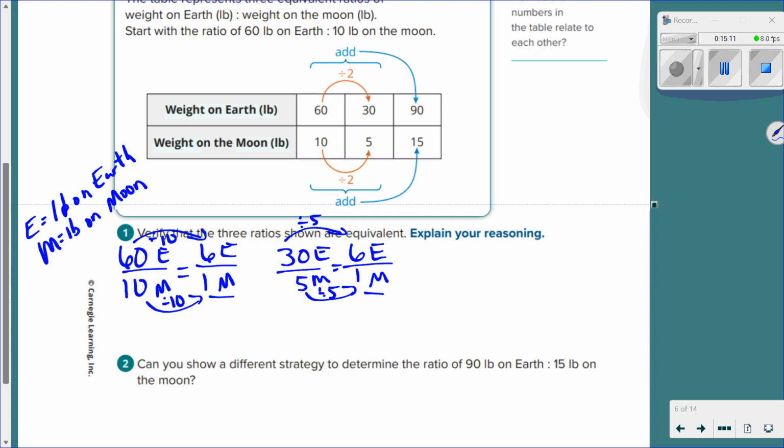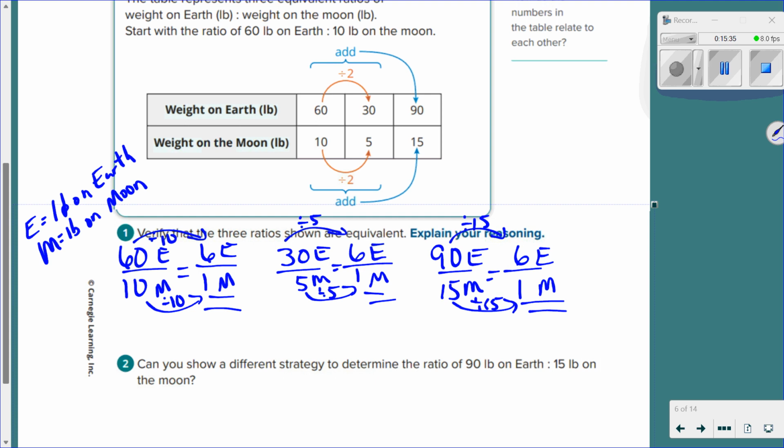What if I do my last one, 90 and 15? 90 Earth, 15 Moon. I want to go down to 1. How do I go from 15 to 1? Divide by 15. So guess what I'm doing to the 90? Dividing by 15. And what do I get? So I've just shown that they are equivalent.